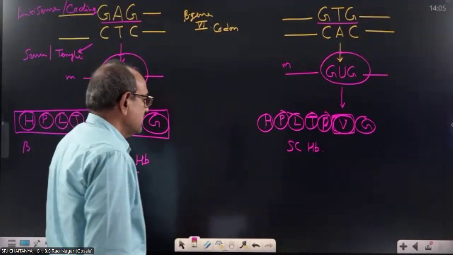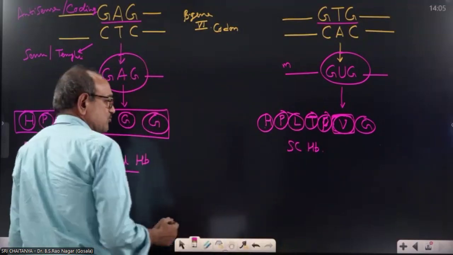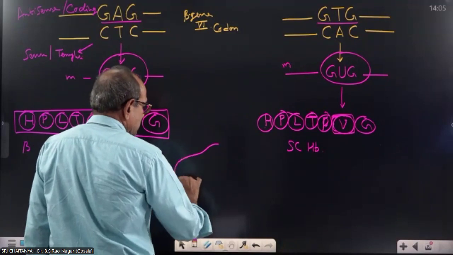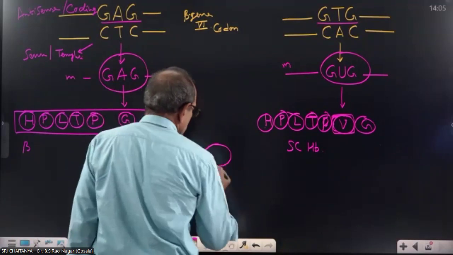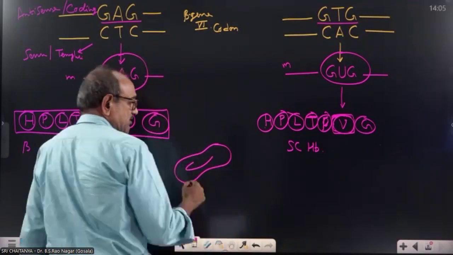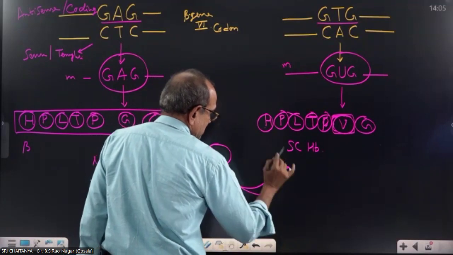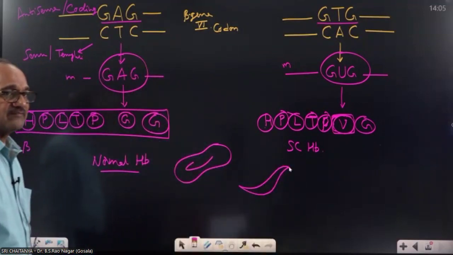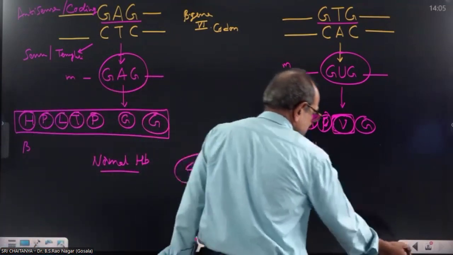But the thing is, because of just one amino acid alteration, why should the RBC undergo some structural modification? We know that our RBCs are biconcave, whereas the sickle cell anemic's RBC is compressed and sickle-like. What is the reason for this? I will explain.